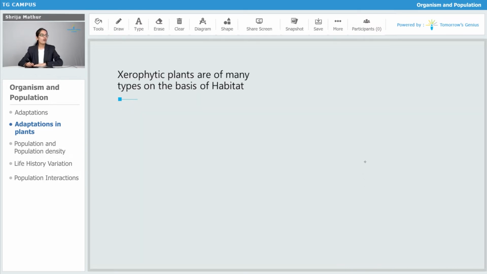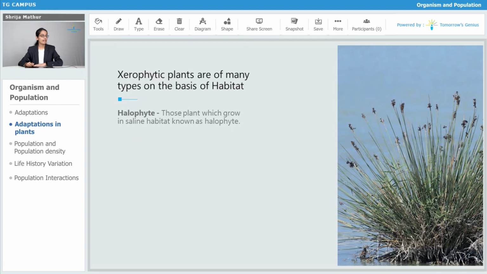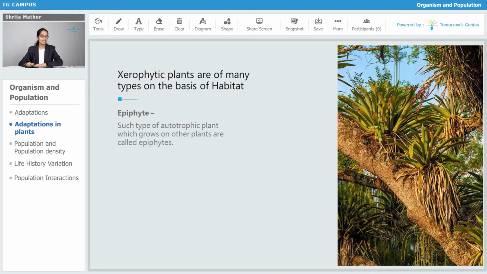Xerophytic plants are of many types on the basis of habitat. Halophyte grows in a saline habitat. Such soil is called marshy soil. Such land is unfertile and barren. Second is epiphyte. Such autotrophic plants which grow on other plants are called epiphytes. So basically these are plants growing upon another plant.